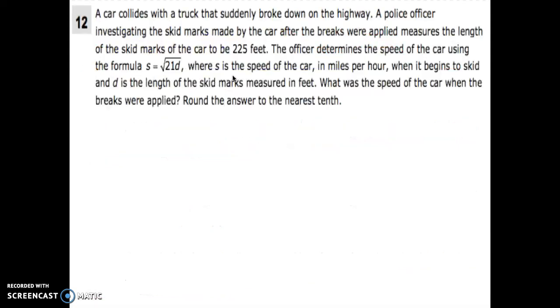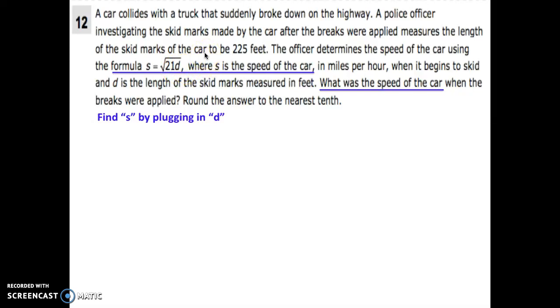Question number 12 is a big word problem that I'm going to try to dissect and break down into small chunks. Let's just focus on what the question even wants from us. It wants to know what the speed of the car is. So we need to understand that we're looking for the speed of the car. And I have a formula, S equals square root of 21D, where S is the speed of the car. So I know that we're looking for S, and because we have S and D, we're going to find S by plugging in the letter D.